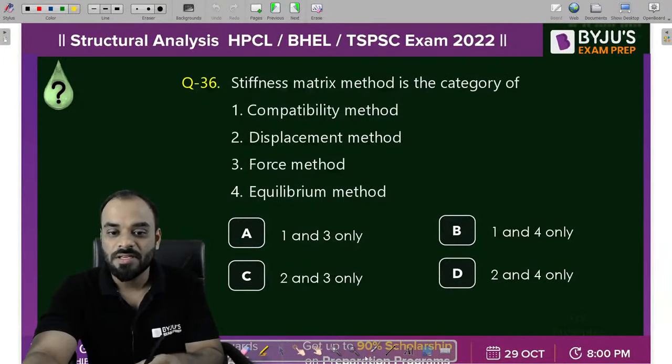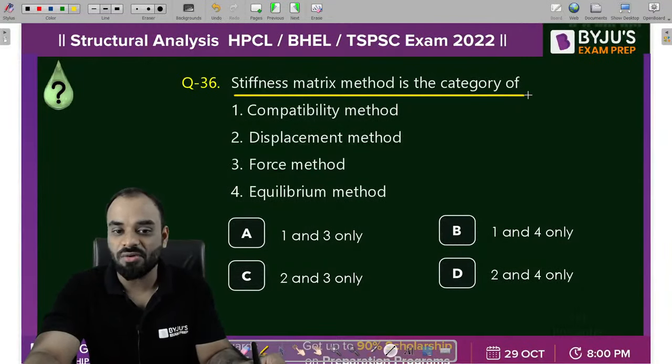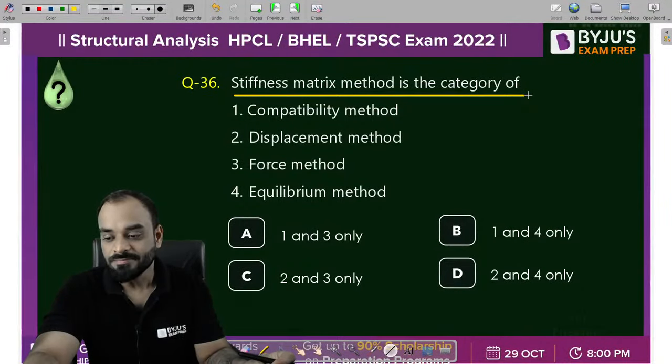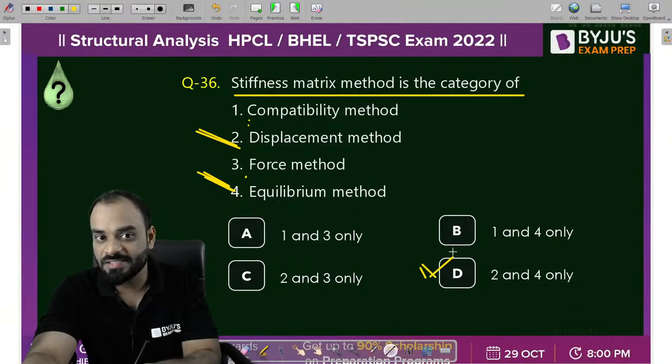Next question. The stiffness matrix method is the category of what? Displacement method, force method, compatibility, equilibrium. We know that it is a displacement method as well as an equilibrium method. So it should be D. D is the correct answer. Yes or no?